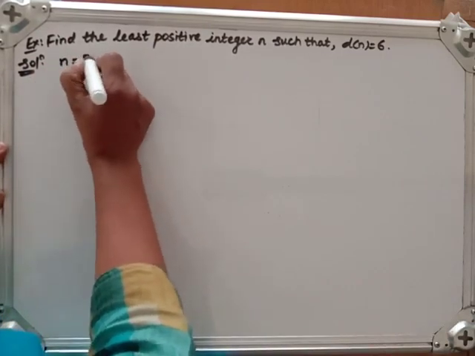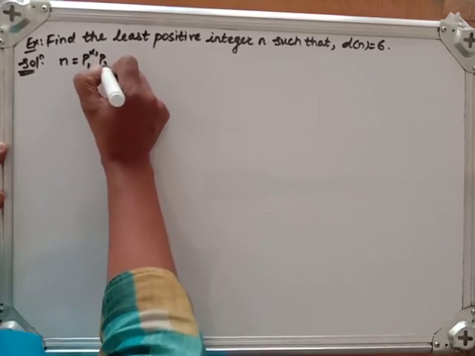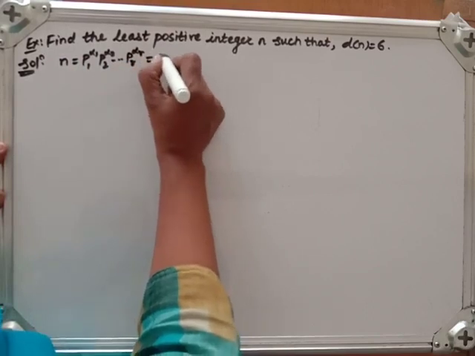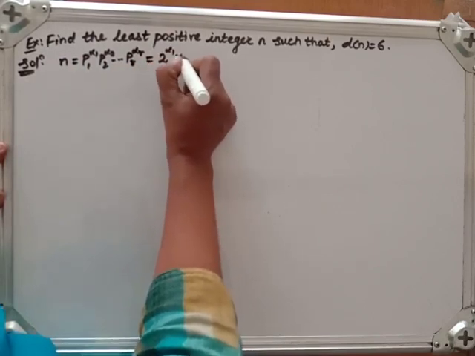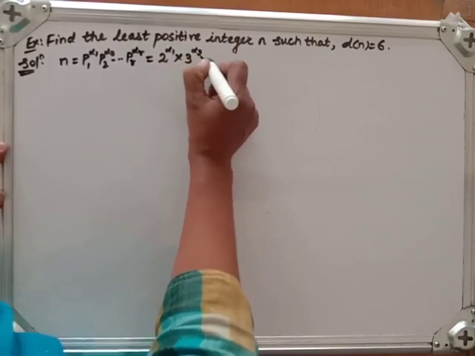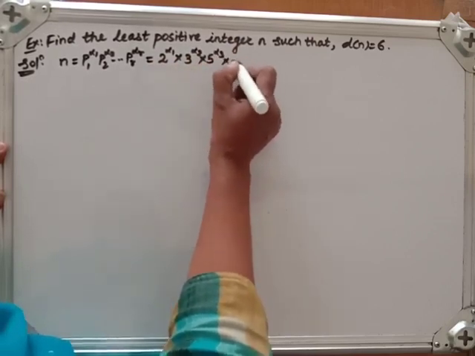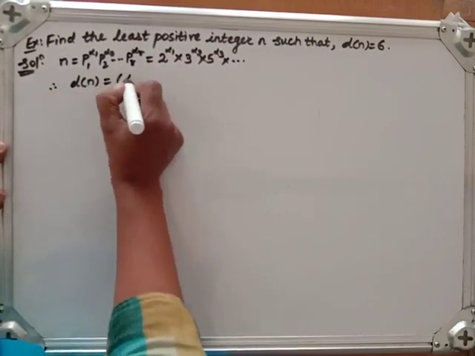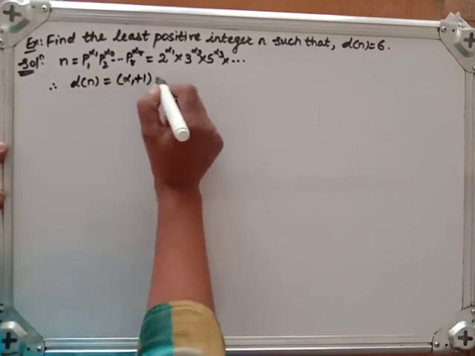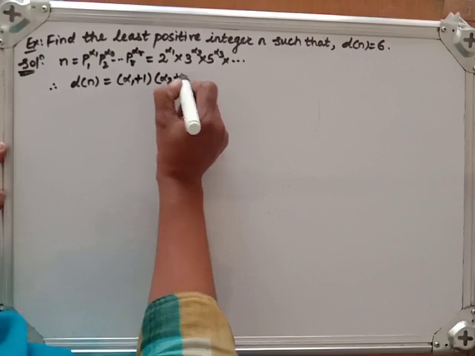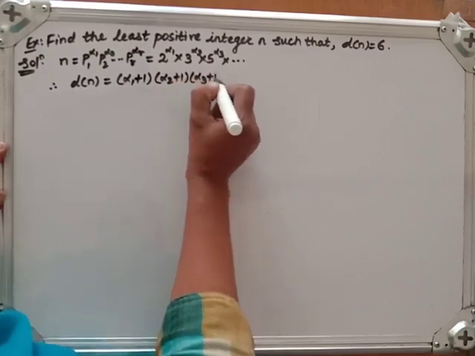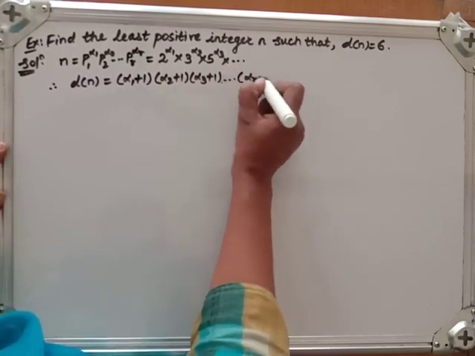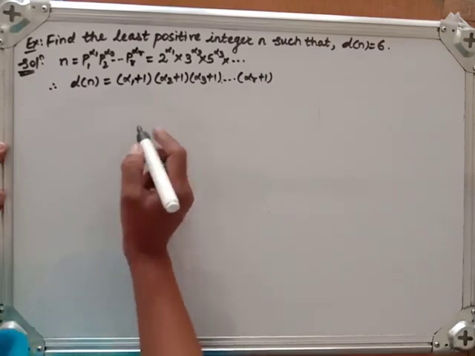So let's assume n is equal to p1 raised to alpha 1, p2 raised to alpha 2 and so on up to pr raised to alpha r. That is equal to 2 raised to alpha 1 into 3 raised to alpha 2 into 5 raised to alpha 3 and so on. Therefore d of n will be what? Already we have seen a theorem. It is equal to alpha 1 plus 1 into alpha 2 plus 1 into alpha 3 plus 1 and so on up to alpha r plus 1. The product of alpha i plus 1 is here.